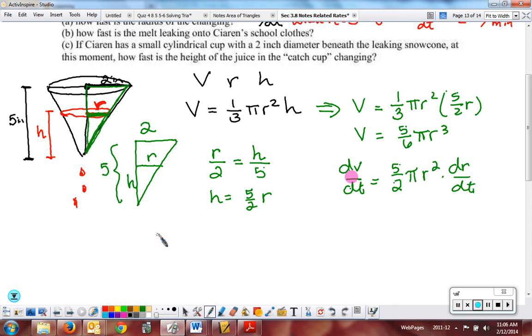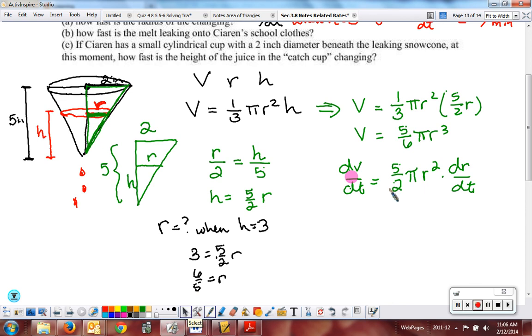So I come back over here to the side and say, I want to find R when H is, what's my instant? When H is 3. How do I find R when H is 3? You just use the formula you just calculated with the proportion. If the H is 3, then R would be 6/5.